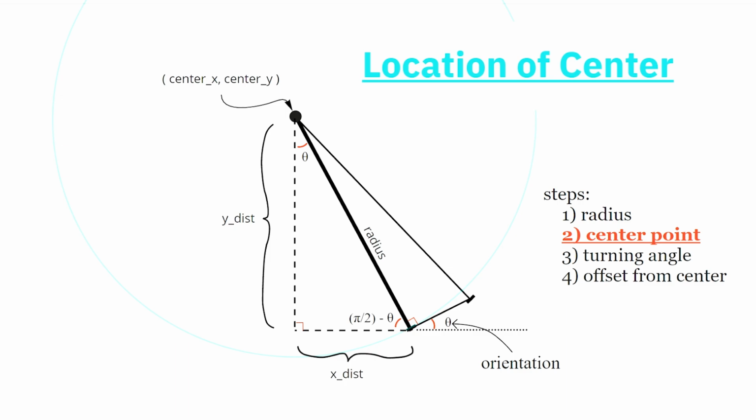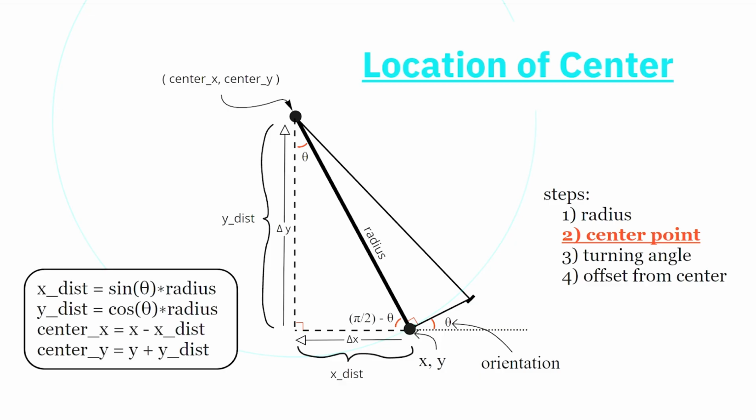Finally, to get from this point to the center, we see that we need to go in the negative x direction, as indicated by this displacement vector here, and in the positive y direction, as indicated by this displacement vector here. Therefore, our final formula for the location of the center of the circle is center x equals x minus sine theta times radius, and center y equals y plus cosine theta times radius.